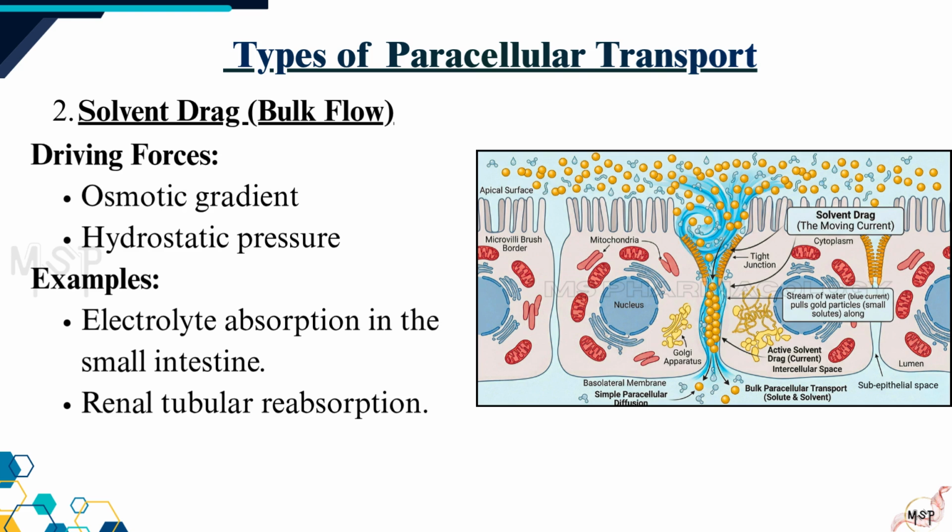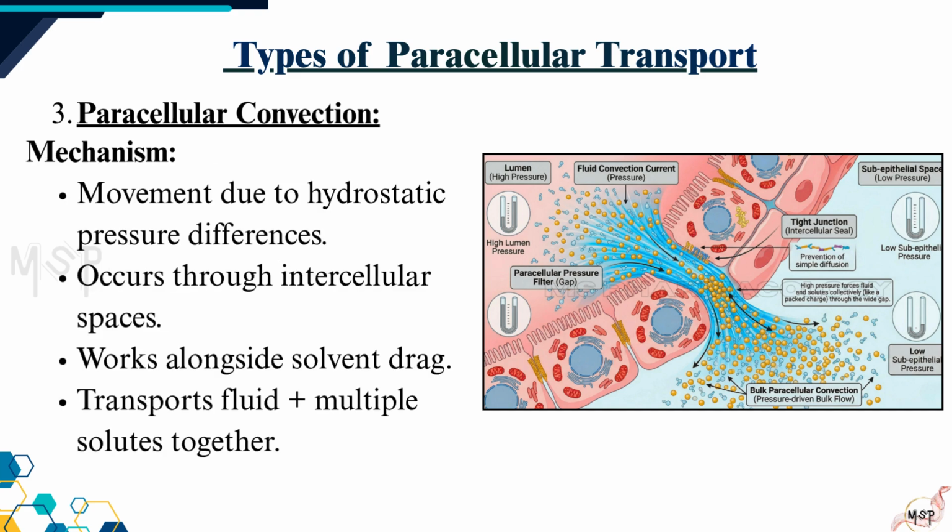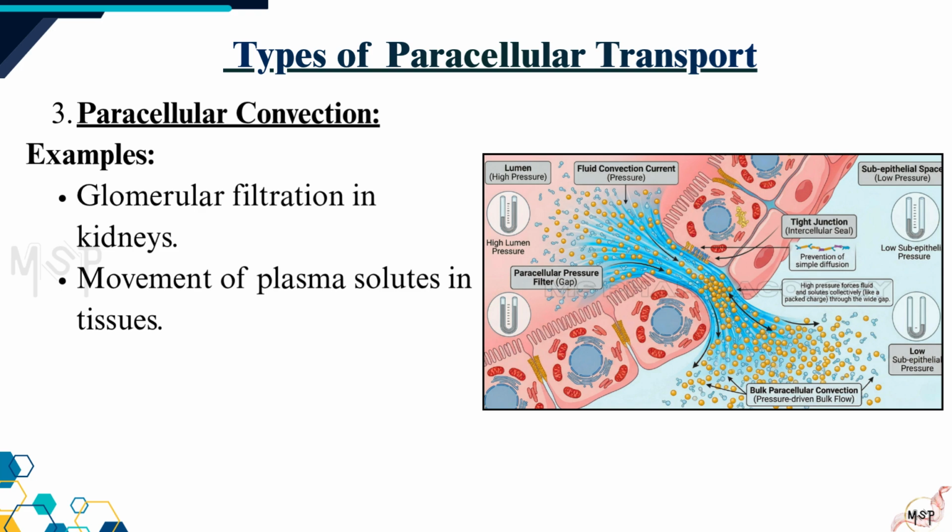This process is vital for absorption in the small intestine and kidney reabsorption. Closely related is paracellular convection. Driven by pressure gradients, this is less about individual molecules and more about the simultaneous movement of multiple solutes. You'll see this most prominently in the glomerular capillaries of the kidney, where filtration happens at high volumes.